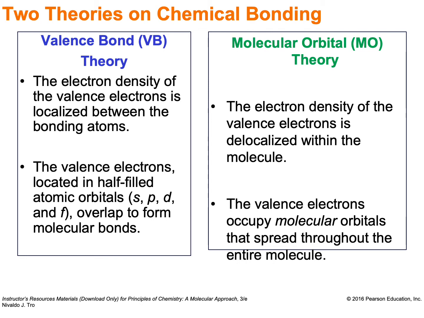Valence bond or VB theory states that the electron density of the valence electrons is localized between the bonding atoms. And then you have hybridized orbitals that overlap to form molecular bonds. MO theory states that the electron density of the valence electrons is delocalized, and the valence electrons occupy molecular orbitals that spread throughout the entire molecule.